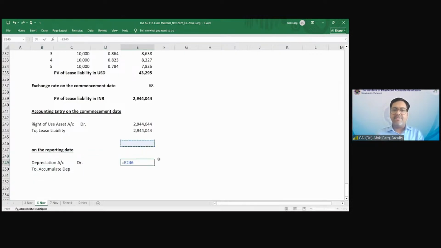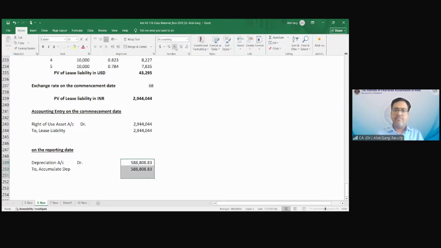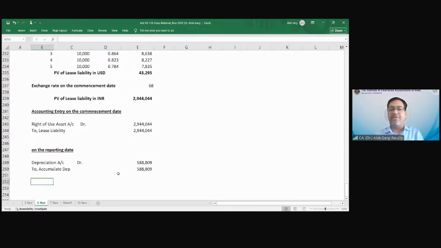And what is the depreciation? This divided by 5 years. 5,88,812. Okay. And what about the lease payment, interest cost, lease liability? Tell me this right of use asset and lease liability.